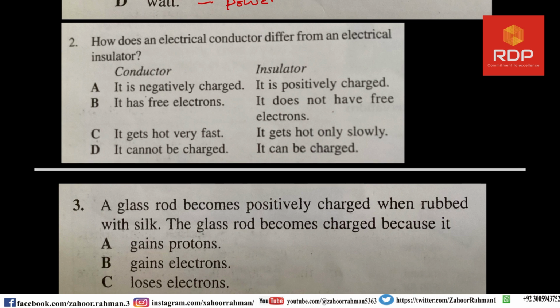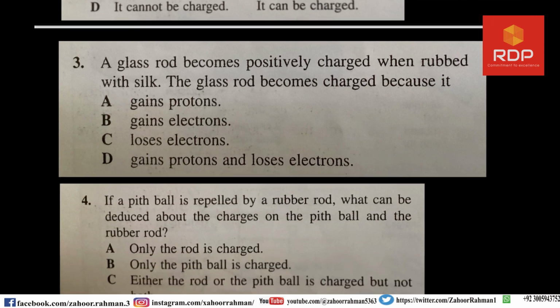The third, the C part, is saying it gets hot very fast. Conductors, if they are pure conductors, are not getting hot very fast. So it is not correct. The next says it gets hot only slowly. It is also not correct. The last says it cannot be charged, but conductors can be charged positively and negatively. So it is also not correct. We couldn't find any answer better than option B, so we are selecting option B as the answer.